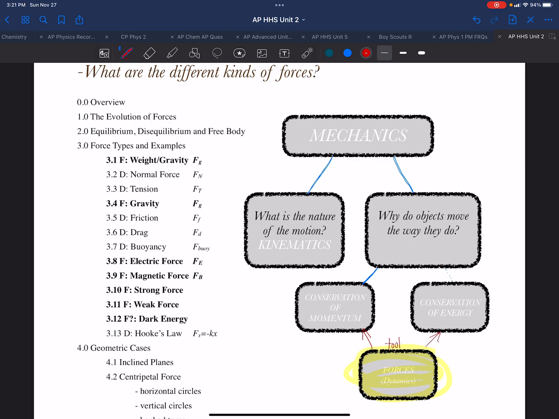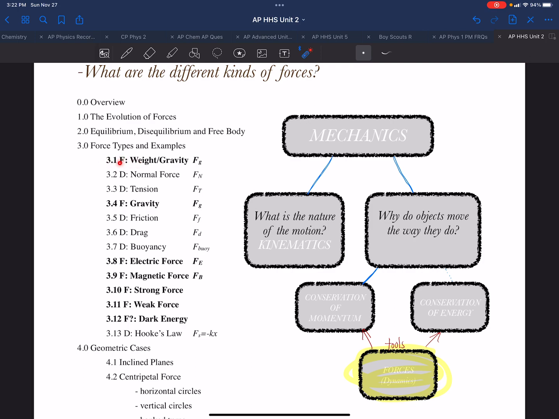Forces are tools for understanding things. And after we finish learning more about the forces, we'll cap that off with learning more about conservation of energy. So what we're going to talk about in the ensuing series of lessons is today the overview, and then we're going to have several lessons on the evolution of forces and what that means. Then we'll learn about equilibrium and disequilibrium, free body diagrams, and then we'll get into the nitty-gritty of different force types. And there are a whole variety of those.